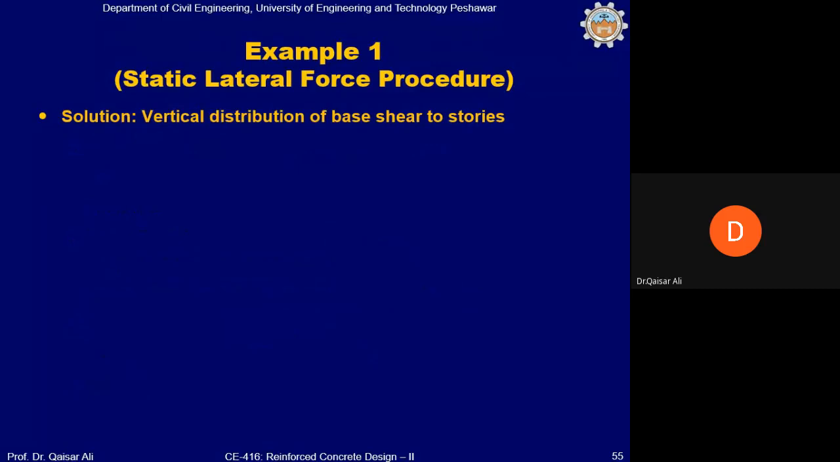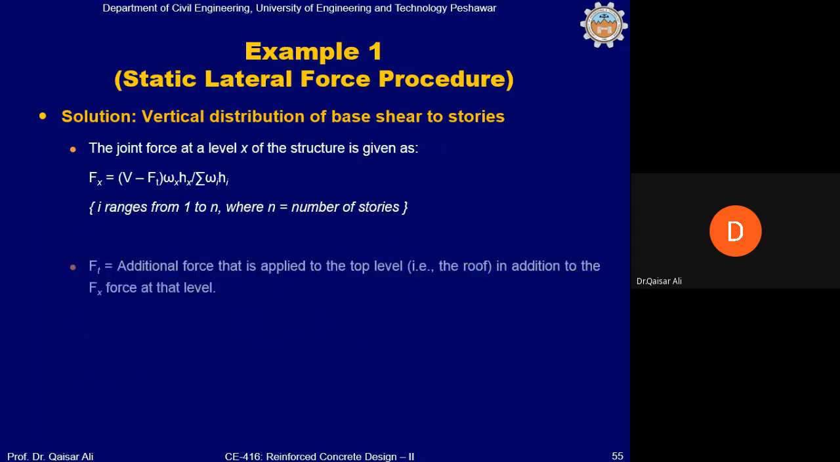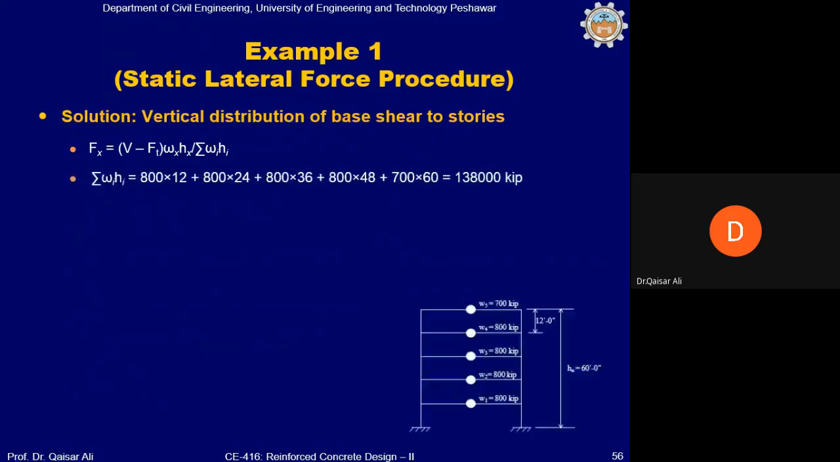Okay, now we will vertically distribute this base shear. The equation for the force is Fx equals (V minus Ft) times Wx hx divided by the summation of Wi hi. You will learn this. This is easy. This is not difficult. Summation of Wi hi means weight multiplied by the story height. So 800 multiplied by 12, plus 800 in the next story multiplied by 24, plus 800 multiplied by 36, plus 800 multiplied by 48. So this summation of Wi hi in the denominator comes out to be this.